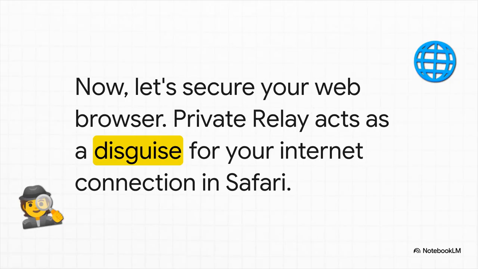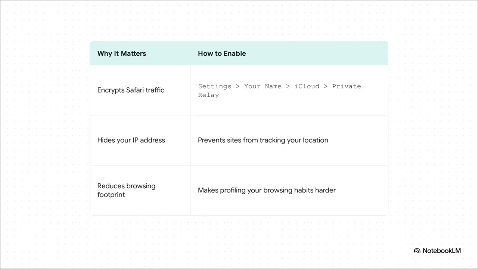Okay, so we've dealt with trackers inside of apps. But what about when you're just browsing the web on Safari? Well, for that, we have iCloud Private Relay. The best way to think about Private Relay is like a disguise for your internet connection. It's really clever. It sends your web traffic through two separate internet relays. So no single company, not even Apple, can see both who you are and what website you're looking at. It hides your IP address, which makes it so much harder for websites to track you across the internet.